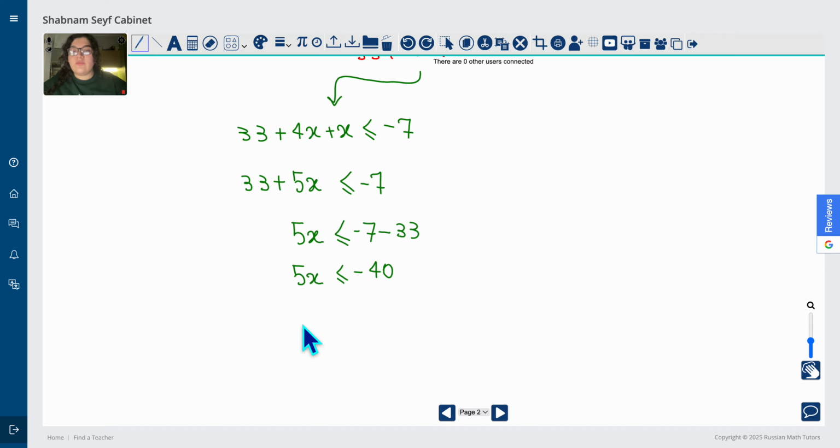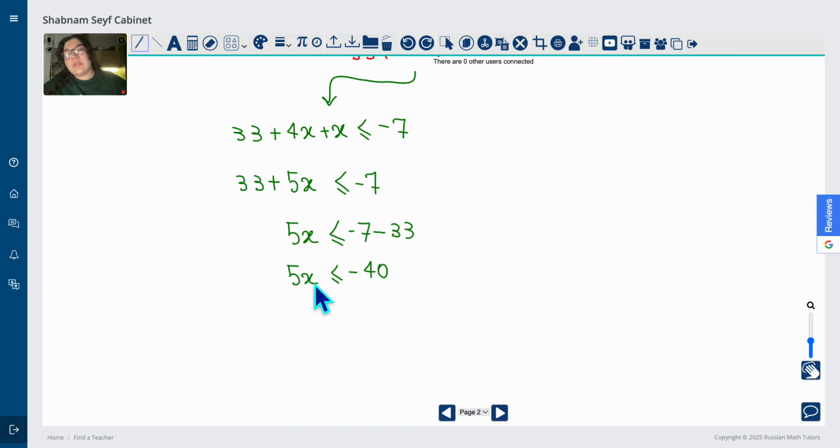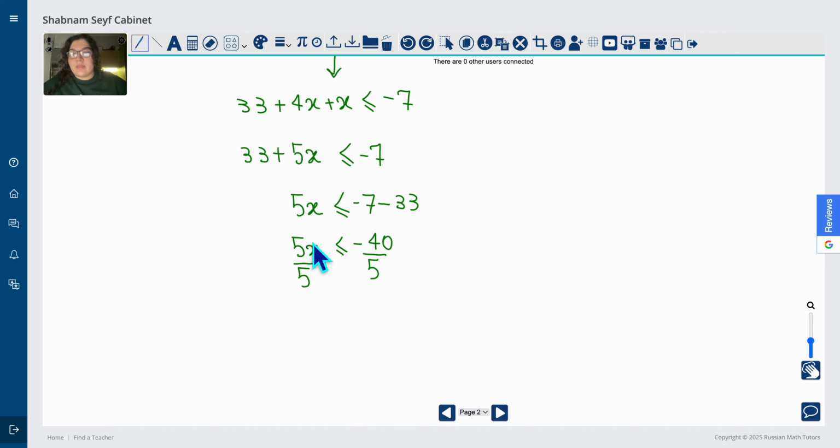The only thing I have to remove for x to be fully isolated is the 5, and I'm going to do that by dividing both sides by 5. X is the only thing left on the left-hand side, and it's smaller than or equal to negative 40 divided by 5, or negative 8. That's the final answer.